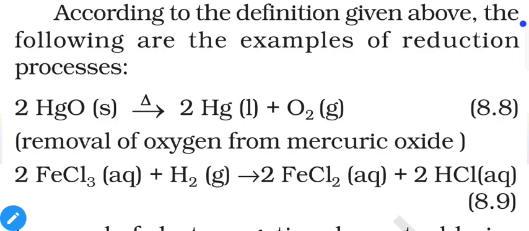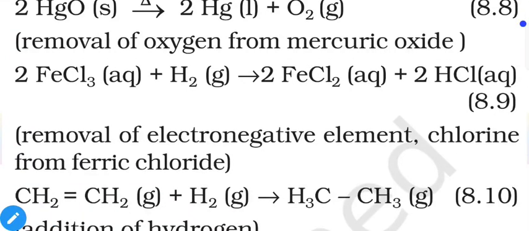According to the definitions given above, the following are examples of reduction processes. HgO, when we remove oxygen from it, gives Hg metal in liquid form, because it is a liquid metal, and oxygen gas is removed. We removed oxygen, that means it is reduction. FeCl3 to FeCl2, we remove one of the electronegative element, and removal of an electronegative element is considered reduction.